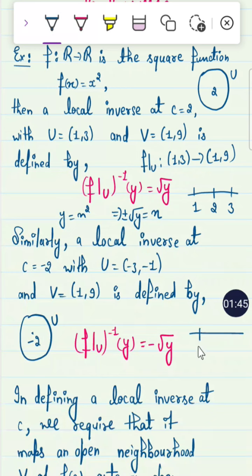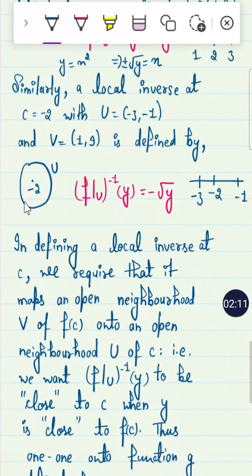So it is a local inverse around an open interval, but the open interval is changed. It is changed to (-3, -1), because if x² goes for positive x, then it is 1 to 3. If it goes to negative, then it is -3 to -1, with c = -2 in between. And a local inverse exists when the function is one-to-one and onto on this neighborhood.